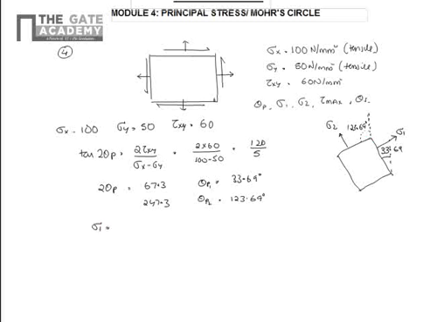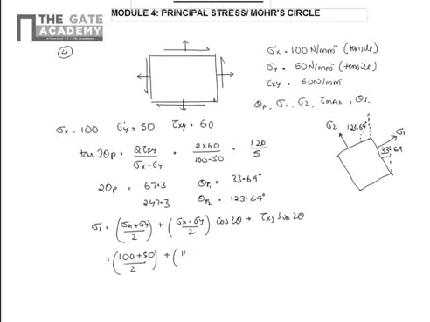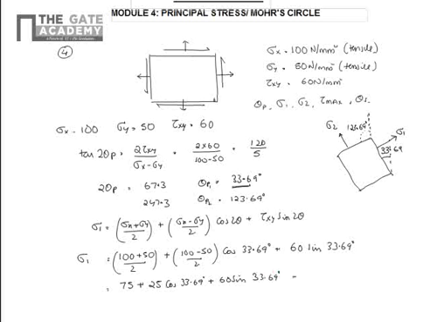So your sigma 1 is given as sigma x plus sigma y by 2 plus sigma x minus sigma y by 2 cos 2 theta plus tau xy sin 2 theta. Substituting the values, sigma x is 100, so 100 plus 50 by 2 plus 100 minus 50 by 2 cos. So I will find the first principal stress, which is acting on the plane 33.69 degree, plus tau xy is 60 sin 33.69 degree. This will be 75 plus 25 cos 33.69 degree plus 60 sin 33.69 degree. This will come out to be 140.